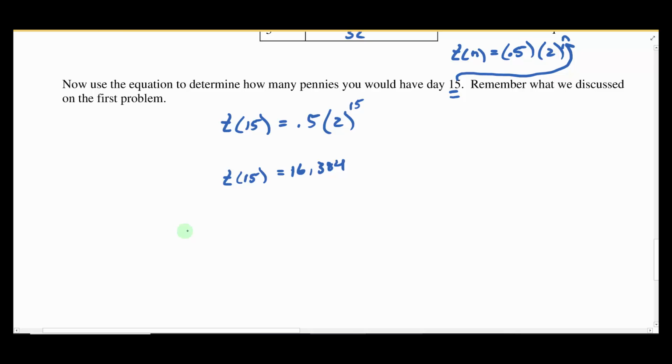Okay. Then we would say that in English, right? Because if someone's asking us this, we don't want to just say 16,300. We want to give a little bit of context when we explain things. So we're going to say on day 15, we would have 16,384 pennies. It's a lot of pennies.